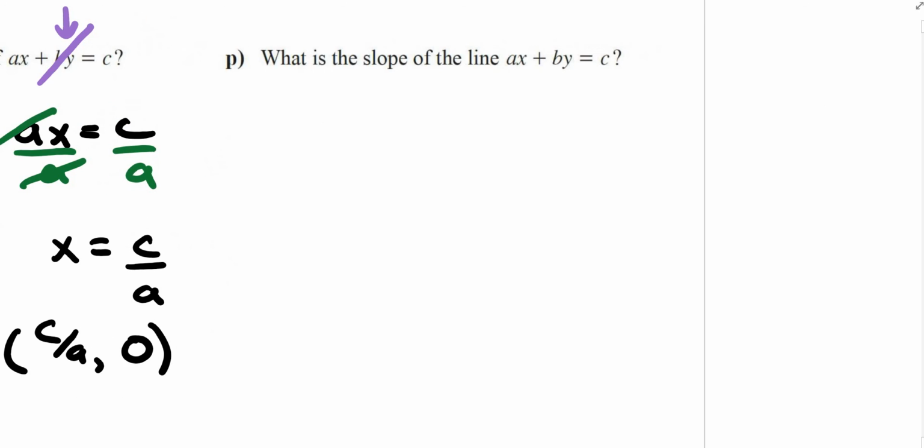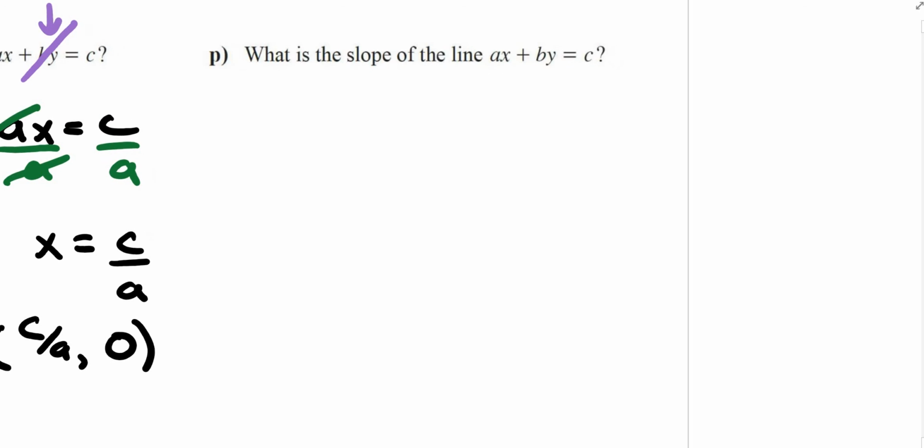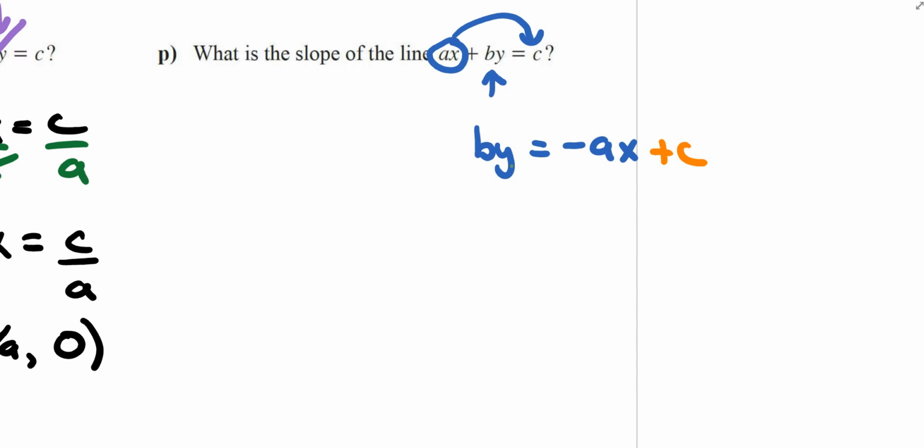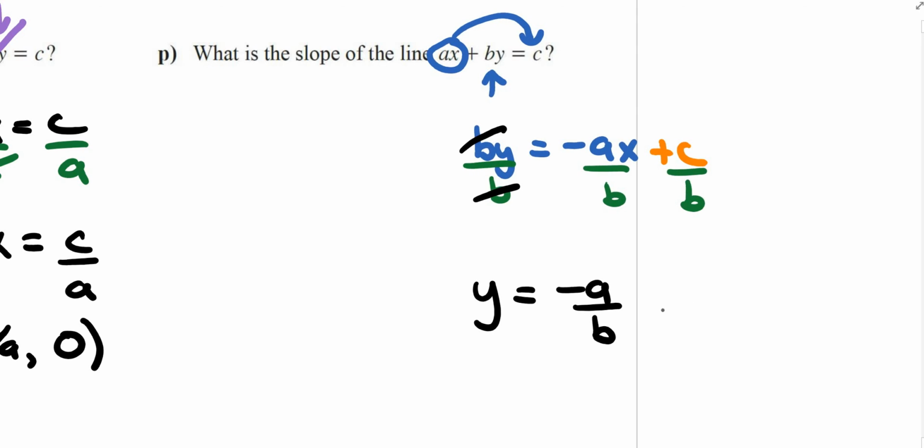And finally, what's the slope of this line? Well, we've done similar problems like this, but with numbers. Just isolate for the y term. So this is going to be by equals, this ax will be negative ax because I bring it to the other side, and then plus c. And then we divide both sides by b. All right, those b's cancel. So now I have y equals negative a over b, then x plus c over b. And what's the slope? The slope is simply negative a over b. So that's my slope of that line.